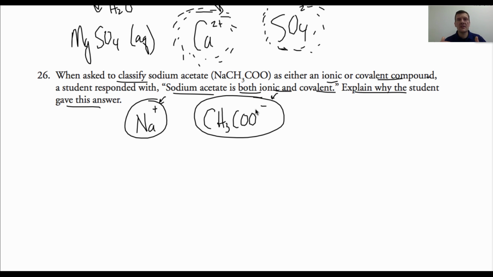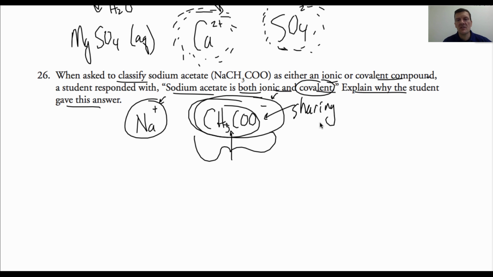It's called a Coulombic attraction. So the positive and negative charges are going to pull them together. But inside, if you look inside of this acetate, you've got carbon, hydrogen, and oxygen and oxygen. All of these nonmetals are going to be covalently bonded. We'll talk about covalent bonds a little bit later, but they are being bonded together because they're sharing electrons.